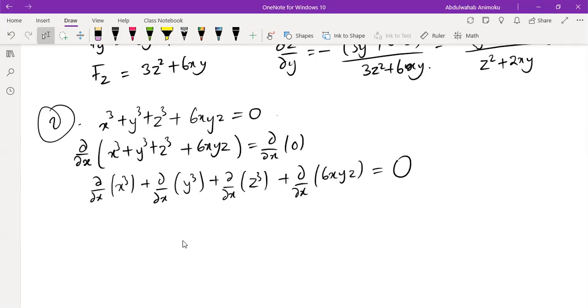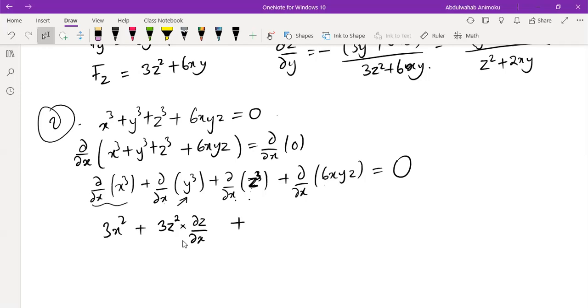The derivative of the right hand side is already 0. So d dx of x cubed is just 3x squared. Del x of y cubed is 0. But we know that z is a function depending on x, right? So this is going to be chain rule. So derivative of z cubed with respect to x would be chain rule. So differentiate z cubed first. You have 3z squared multiplied by what? Derivative of z with respect to x. Good. I almost missed that.